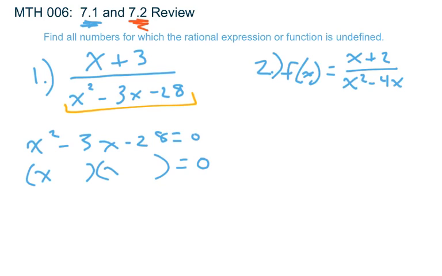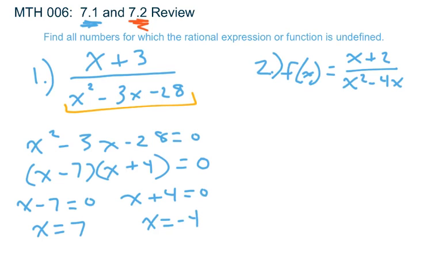So we know we have an x and an x, and then a negative 28, well, we'd want to use negative 7 plus 4. Then we use the principle of zero products to let each of those factors be equal to 0. And then on the first one, x minus 7, we add a 7 to both sides to get x equals 7. And on this one, we would subtract a 4 to get x equals negative 4. So here, this function would be undefined at 7 and negative 4.